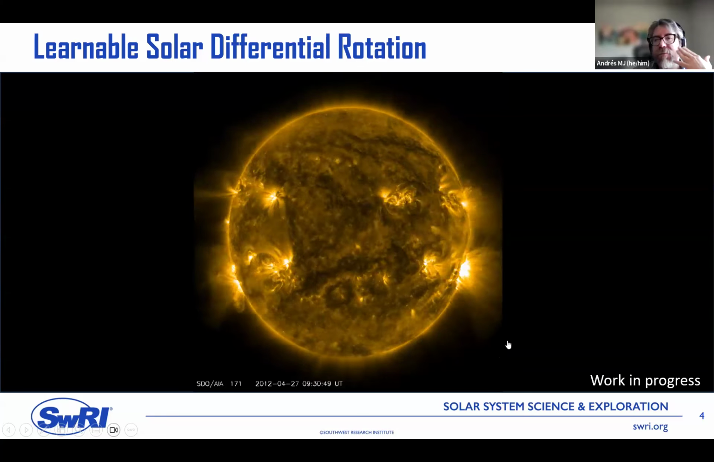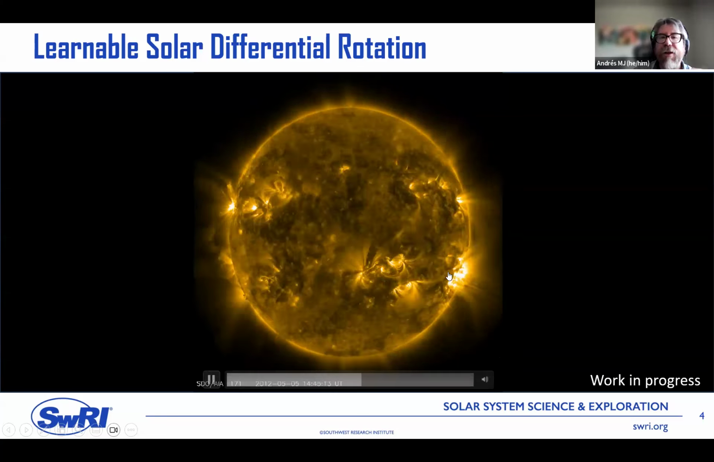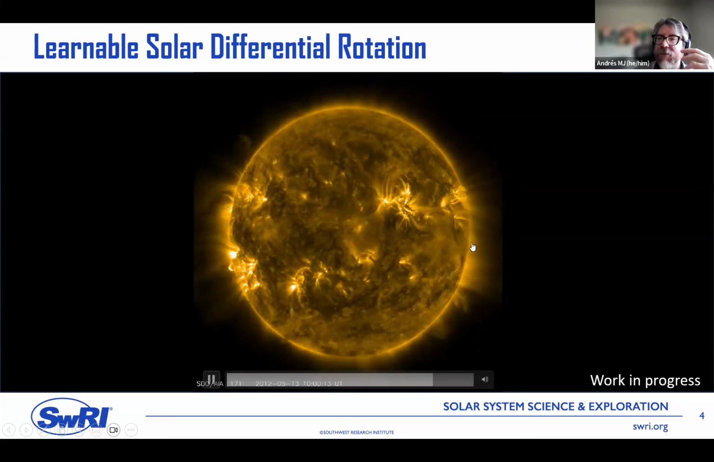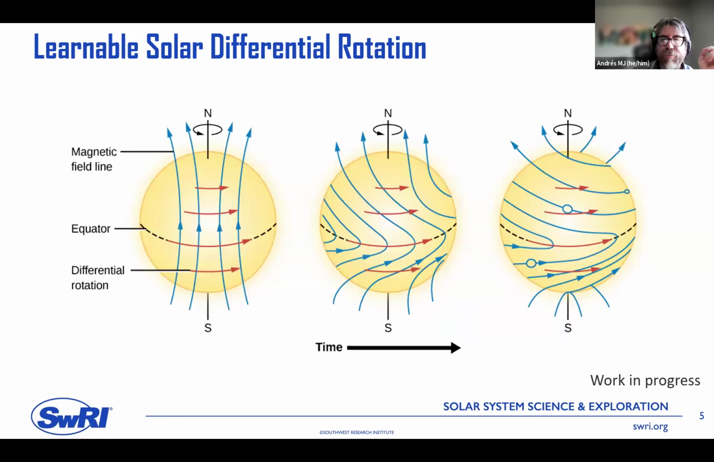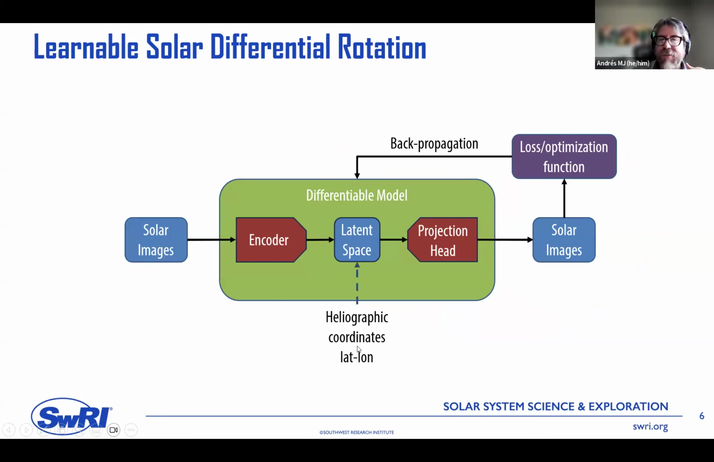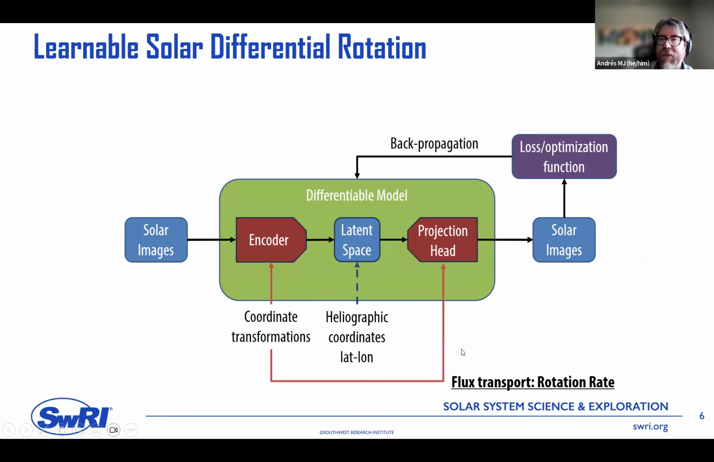So just to give you an example of what I was saying, having a differential rotation that takes advantage of coordinate transformation. You guys probably know the sun rotates differentially, the equator faster than the poles, and these effects can clearly be seen when you look at movies and the long-term evolution of the sun. So in this context, our latent space can exist in heliographic, and our coordinate transformations are part of encoding and decoding. And we can have the flux transport as part of my projection, and this will relate the present and the future, so two pieces of data that exist separated in time.